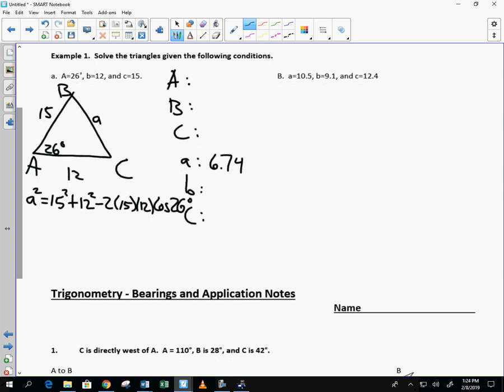I've got some other things I can write in here. I've got angle A is 26 degrees. I've got B is 12 and C is 15. Do you have all those? Maya, you had a comment? What do you like about it?